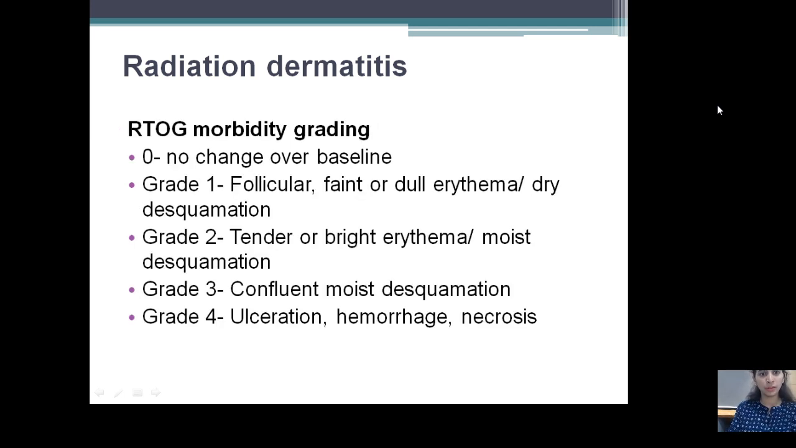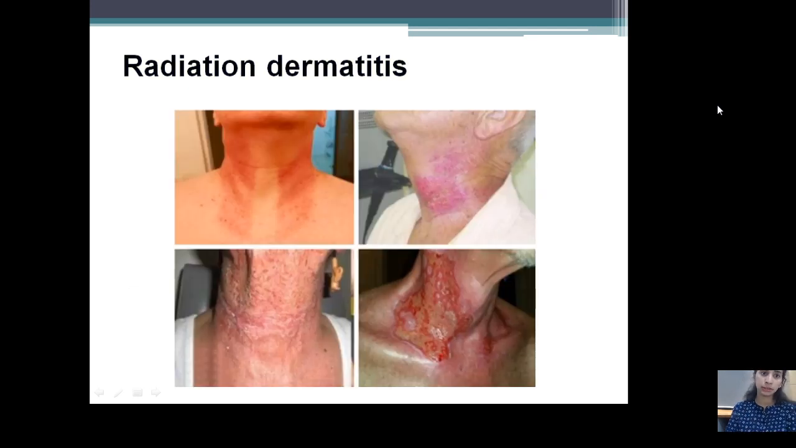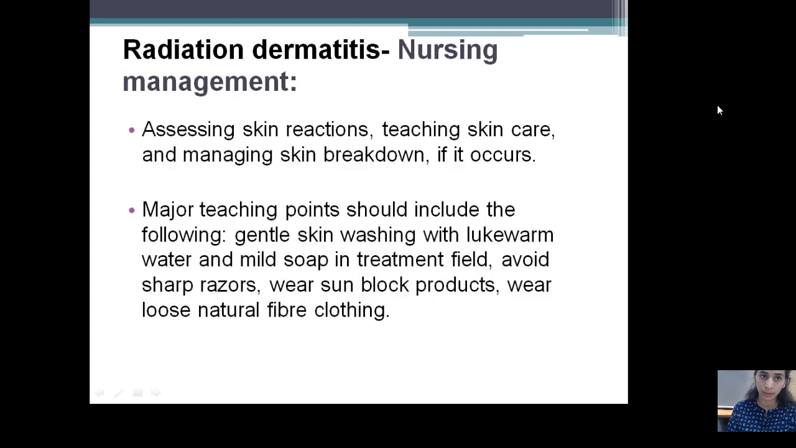We have the RTOG morbidity grading criteria. Grade 0 means no change over baseline. Grade 1 is follicular or faint or dull erythema, dry desquamation. Grade 2 is tender or bright erythema, moist desquamation. Grade 3 is confluent, moist desquamation. Grade 4 is ulceration, hemorrhage, necrosis. So this is how the radiation dermatitis grading will be done.